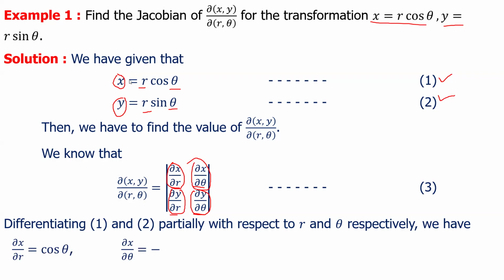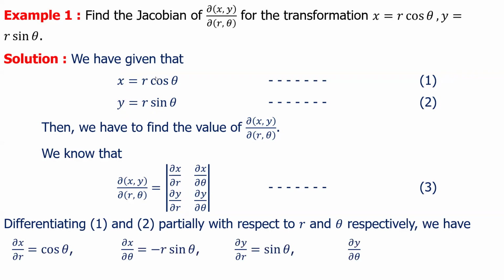first, what is the partial derivative of x with respect to r? If we find the partial derivative of x with respect to r, cos theta is constant and the derivative of r with respect to r is 1. So del x del r is equal to cos theta. Similarly, for the partial derivative of x with respect to theta, we consider r constant, and we know the derivative of cosine theta is minus sine theta. So del x del theta is minus r sine theta.